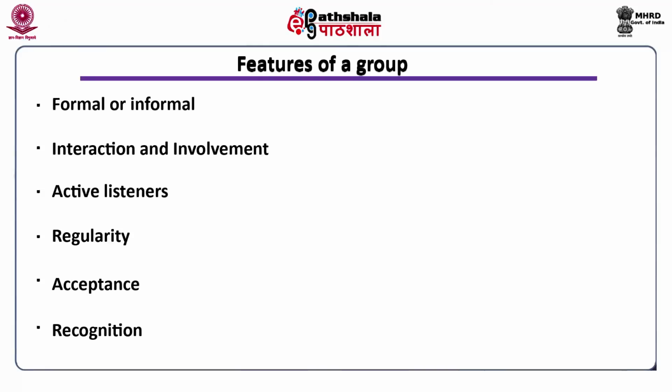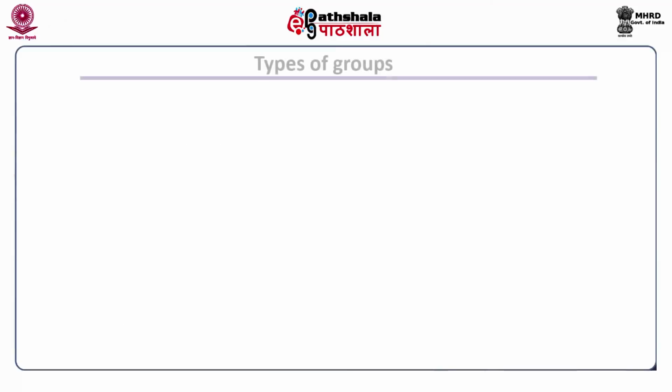An individual, through his behavior, should show that he is a member of a particular group, and the group should become the part of his recognition so that the others may easily recognize that an individual belongs to such a particular group. Now the next topic we have is types of groups.